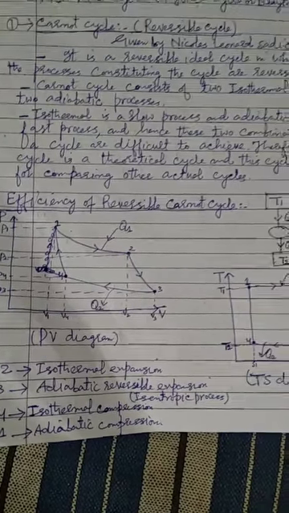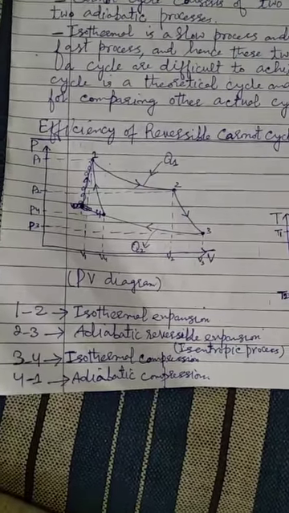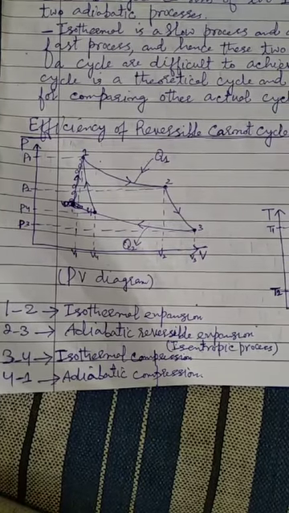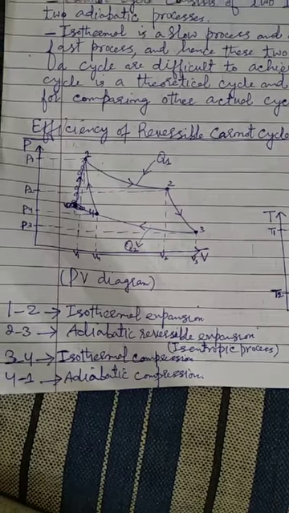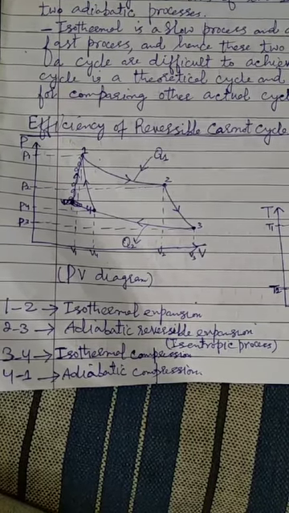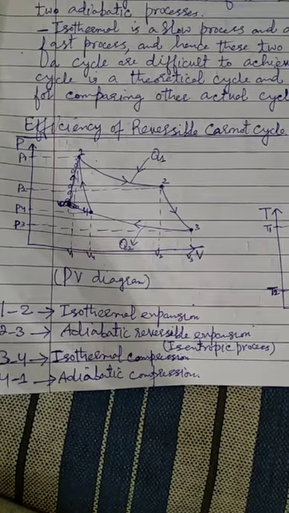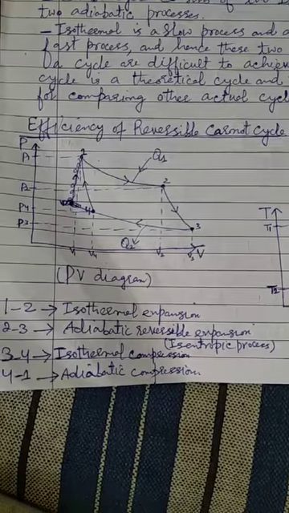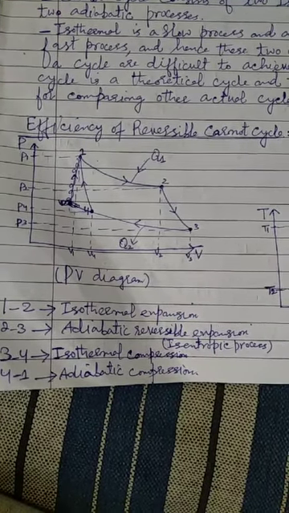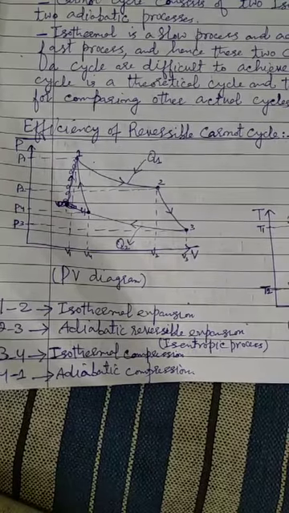There are four processes in the Carnot cycle: 1-2 is isothermal expansion, 2-3 is adiabatic reversible expansion, also called an isentropic process, 3-4 is isothermal compression, and 4-1 is adiabatic reversible compression, also called an isentropic process. You have studied all this in the previous semester, so I am just repeating it here.